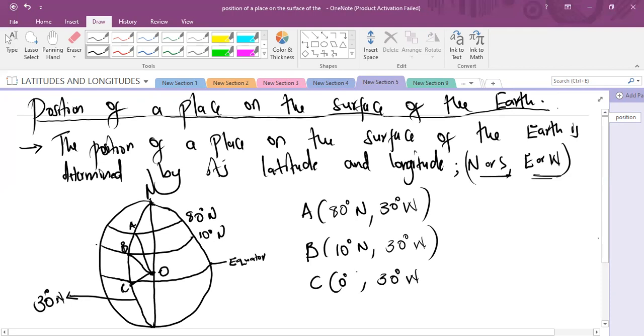So in order for us to give the position of a place on Earth, it's important for us to write both the latitude and the longitude of that particular position.